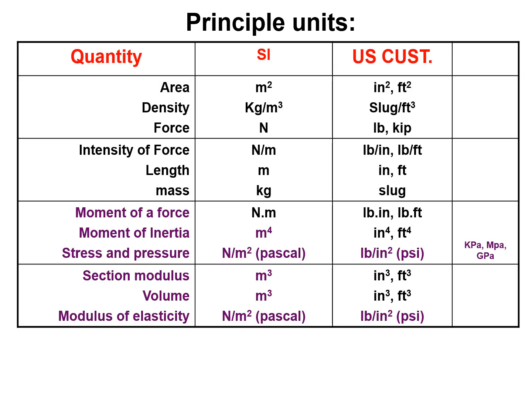This is the principal unit. What I mean by principal unit is the units that you're going to use most of the time in this class. We're going to look at area, from meter square to inch square or feet square. When we look at density, we're going to look at kilogram per meter cube to slug per feet cube. Probably we don't need this, but in the US they still do use that.